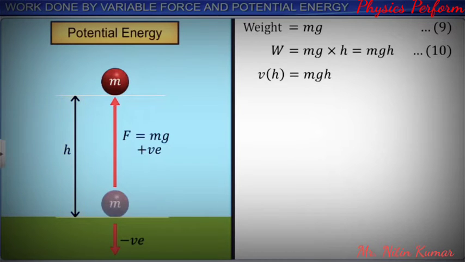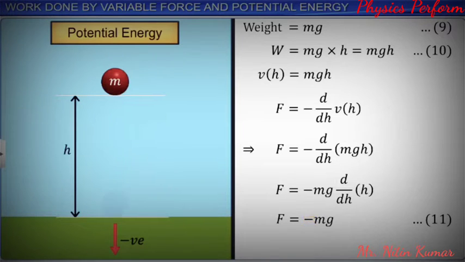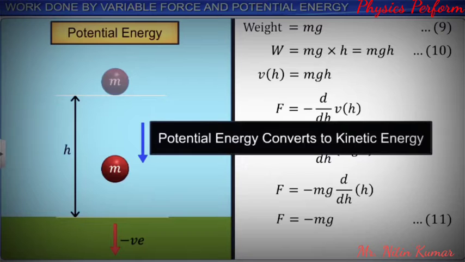Thus, F = -d/dh of V(h) = -d/dh of mgh, which is equal to -mg. Let this be equation 11. The negative sign indicates that the gravitational force is directed downwards. Hence, when released, the body comes down with increasing speed, converting its potential energy into kinetic energy.